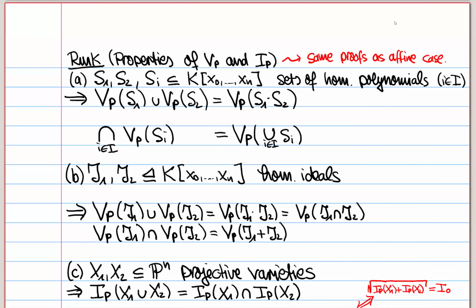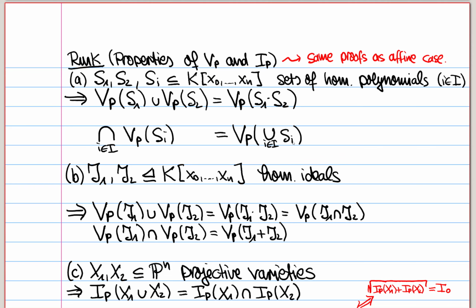Sorry, I take everything back. We haven't finished the discussion of the Nullstellensatz yet because I wanted to add some more properties of the projective vanishing locus and ideal, similar to the things that we have seen in the affine case. And all the proofs will actually just be the same as before, so we're not going to repeat them here. Let's start with sets of homogeneous polynomials. Then the union of two vanishing loci is the vanishing locus of the product of the corresponding sets. And arbitrary intersections of these vanishing loci are just the vanishing loci of the union of all these polynomials.